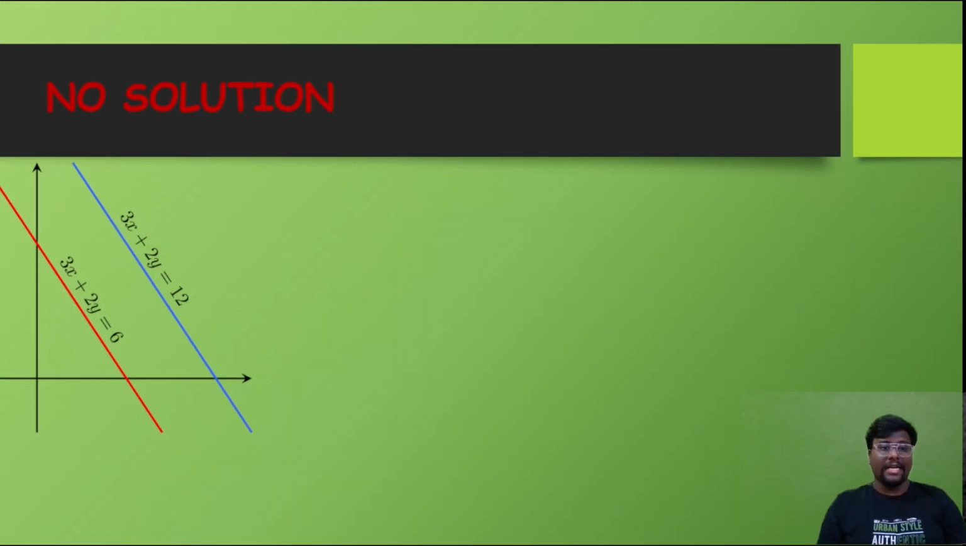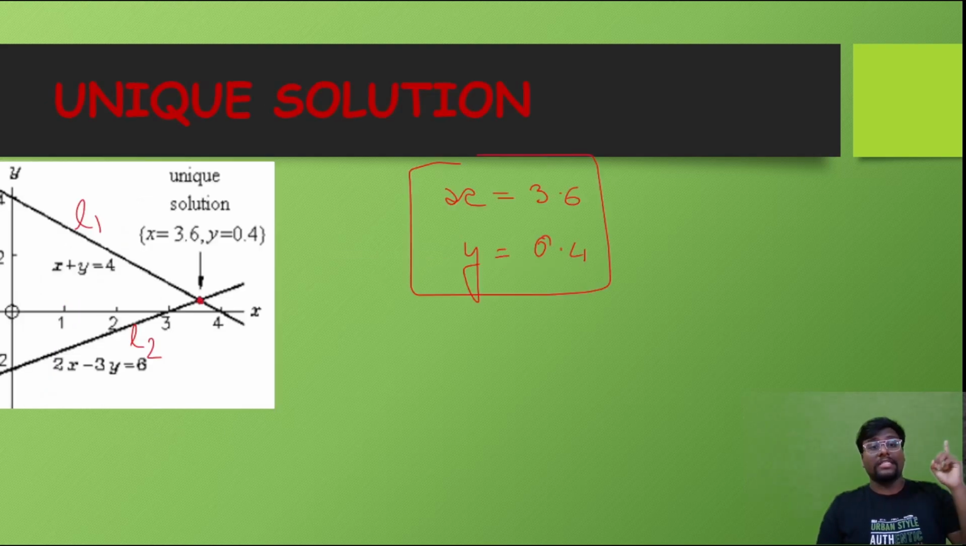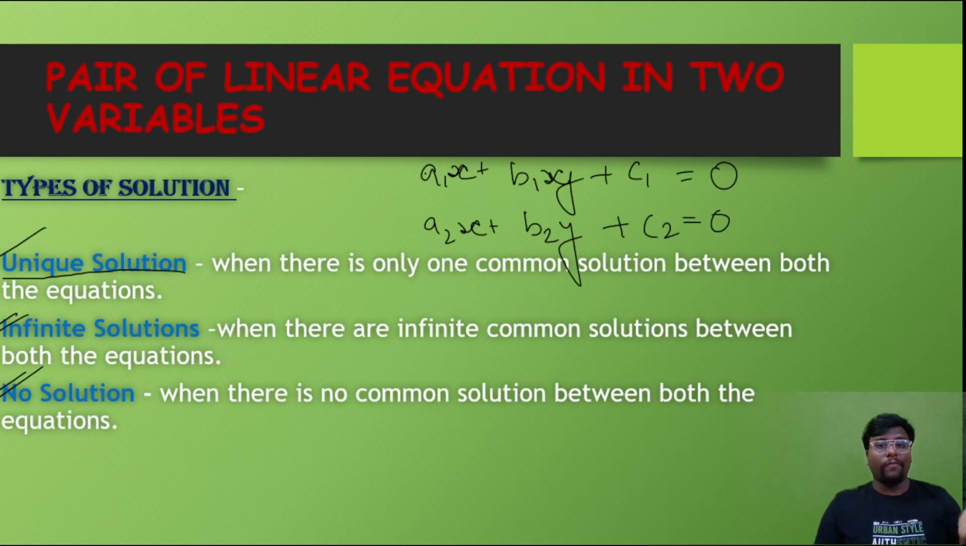So with that, we come to an end of today's discussion. What did we discuss, guys? We discussed no solution, infinite solutions, and unique solution. These are the different types of solutions for a pair of linear equations in two variables. I hope I made it really clear to all of you.